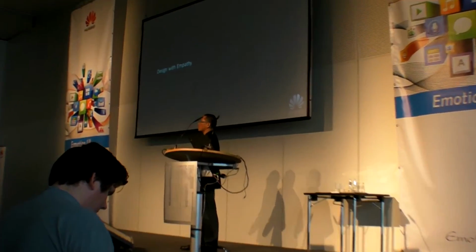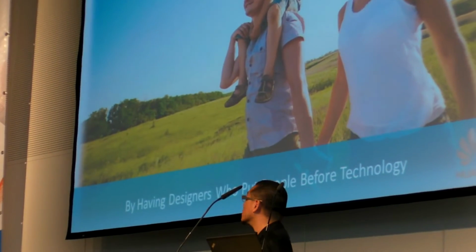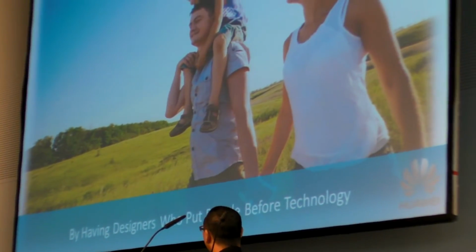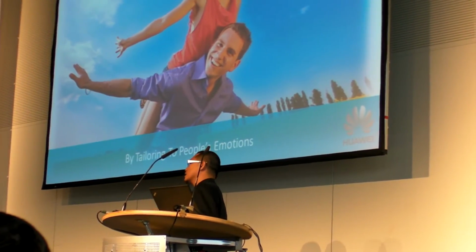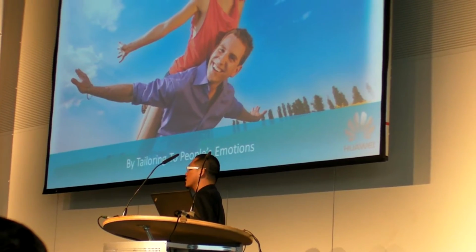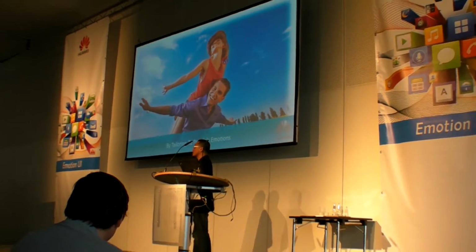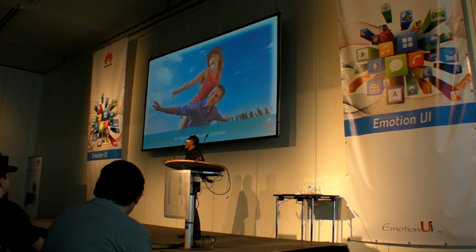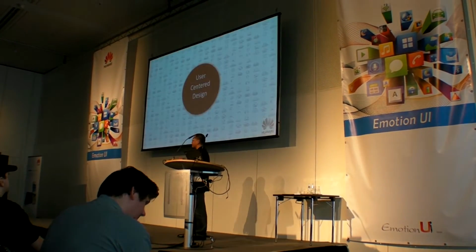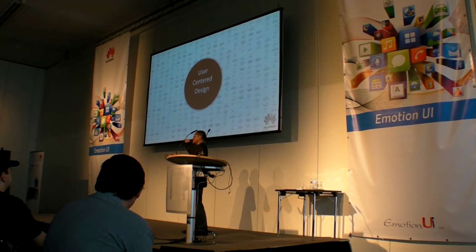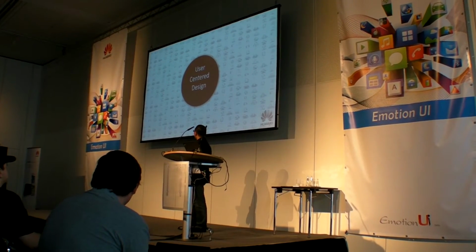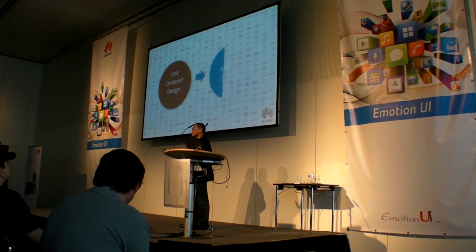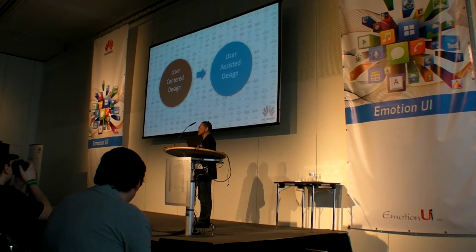What that means is that we really put ourselves in our users' shoes. We put people before technology, and we try to tailor our design to people's emotions. Now, you might be thinking, what's the big deal? I've heard that before. Every manufacturer talks about being close to users. The big deal here is we've taken that a step further. We actually do what we said, by changing from user-centric design to what we call user-assisted design.